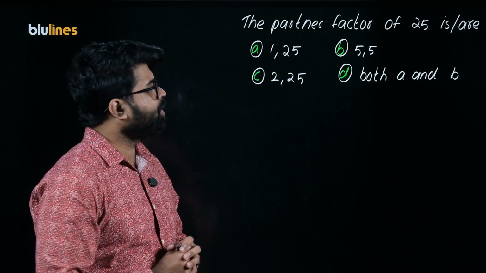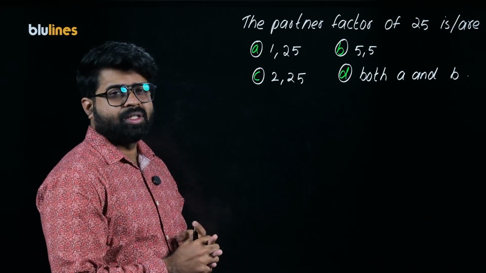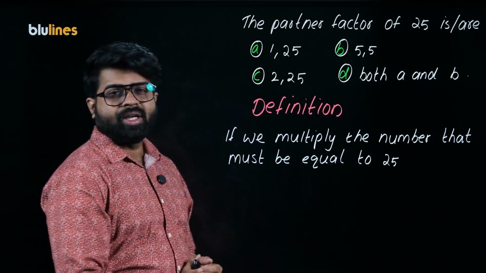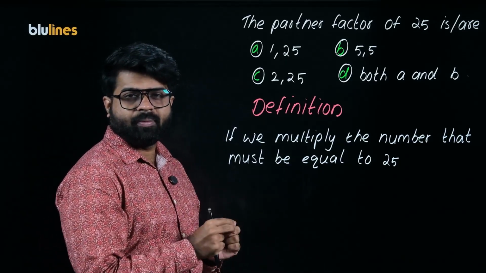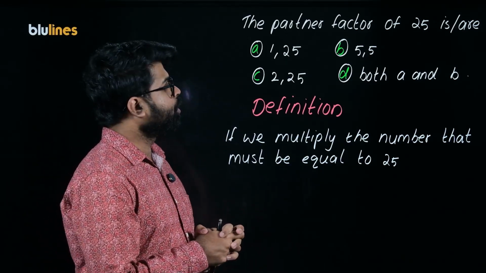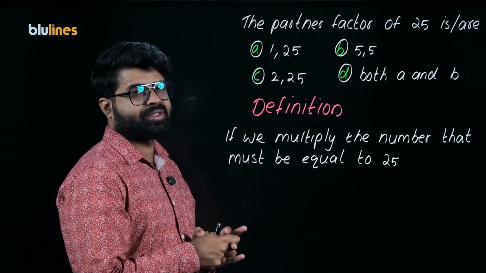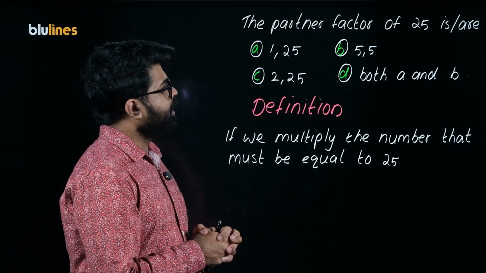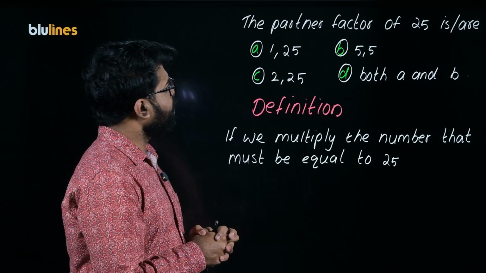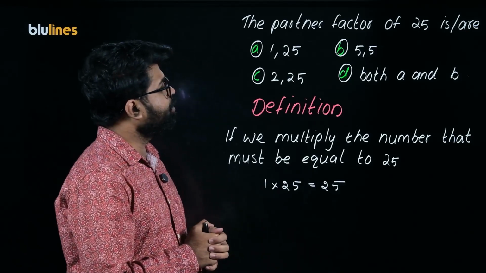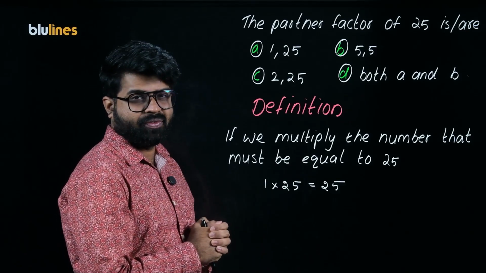The partner factor of 25 is or are. By definition, a partner factor is nothing but if we multiply the factors of the number, we get the number itself. In 25, we have 1, 5, 25, all are factors. If I multiply 1 with 25, our answer will be equal to 25. Similarly, if I multiply 5 with 5, we have 25.